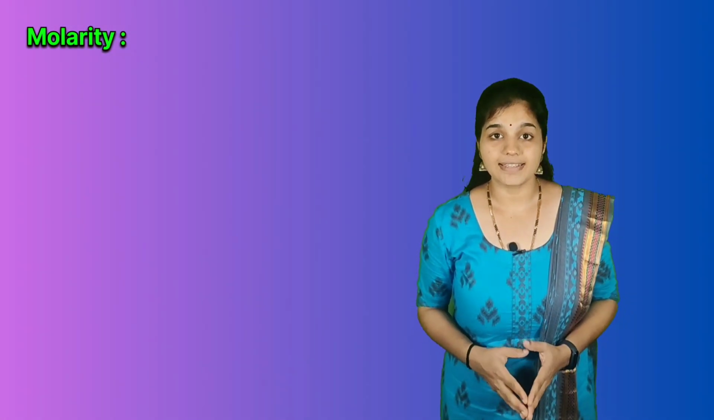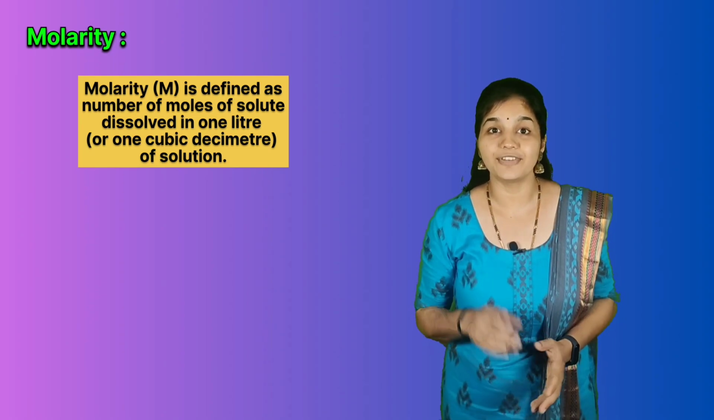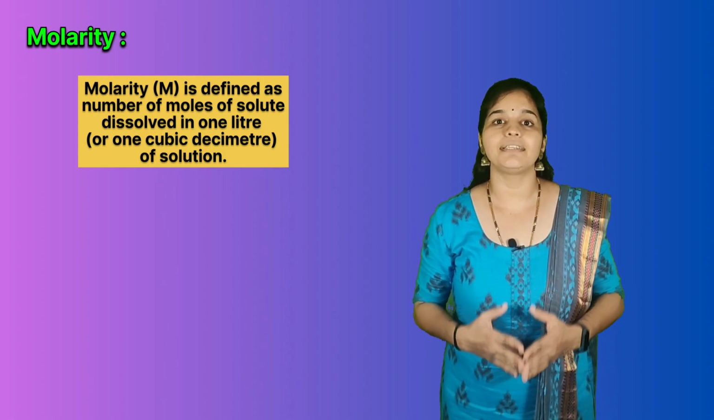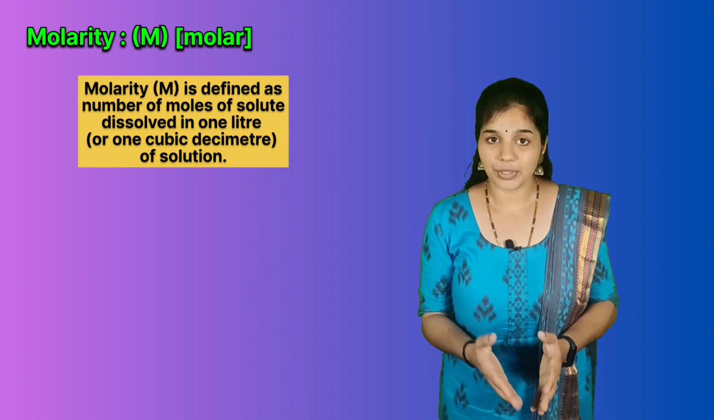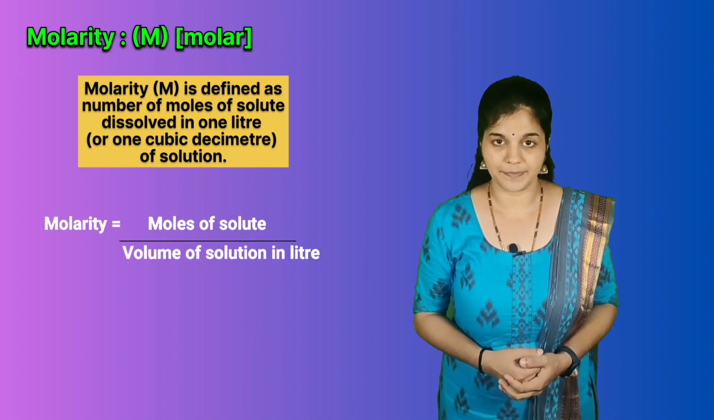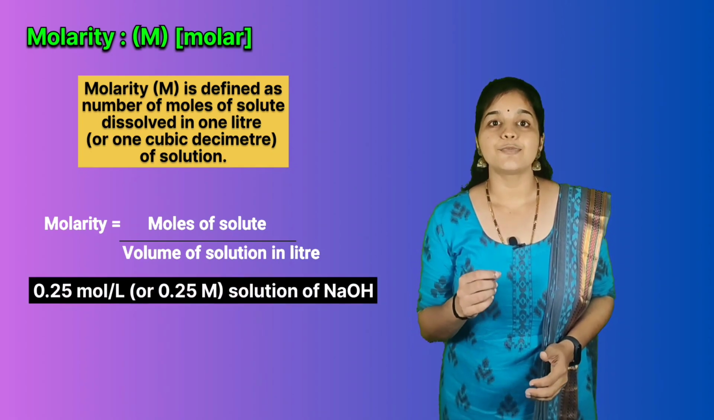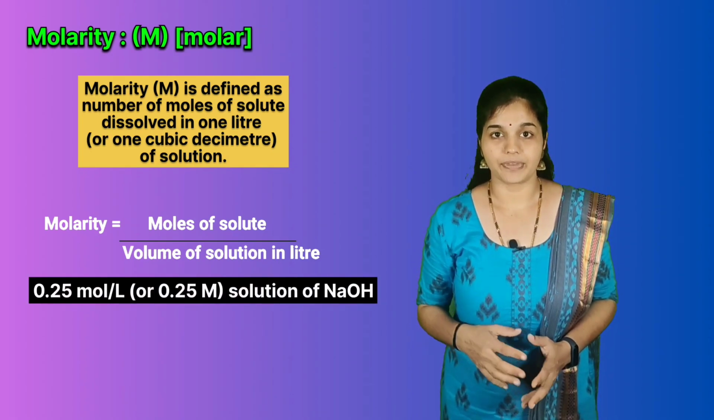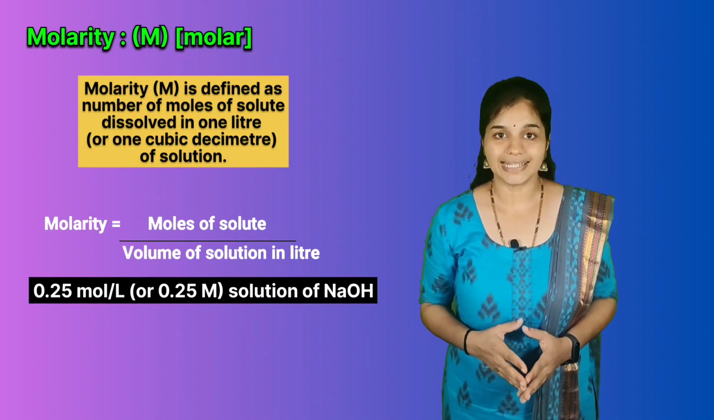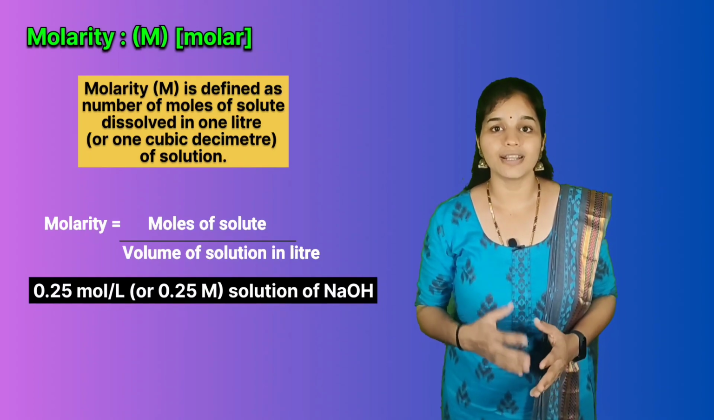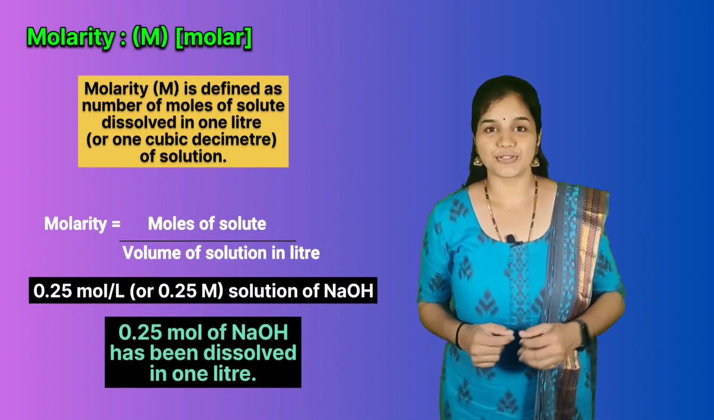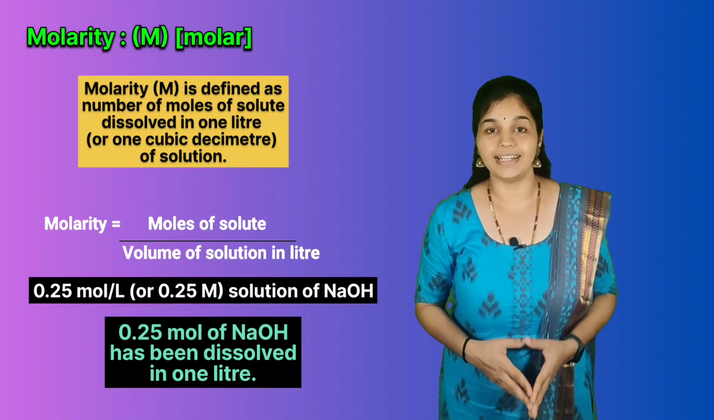Molarity is defined as the number of moles of solute dissolved in 1 liter of the solution. Molarity is represented by capital letter M. Molarity is equal to moles of solute divided by volume of solution in liters. For example, 0.25 molar. It is represented by capital letter M, so it's also written as mole per liter. So a 0.25 molar solution of NaOH means that 0.25 moles of NaOH has been dissolved in 1 liter.